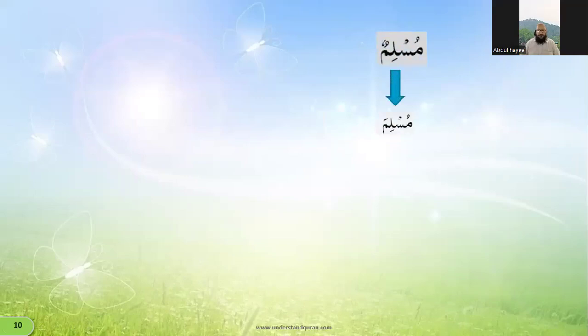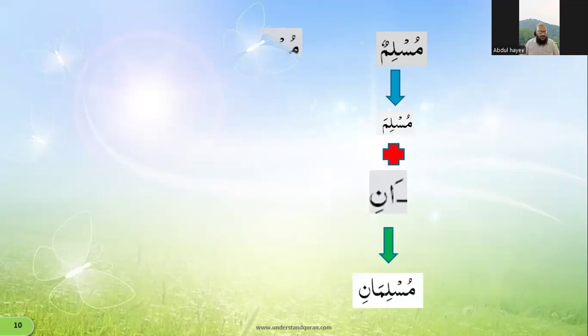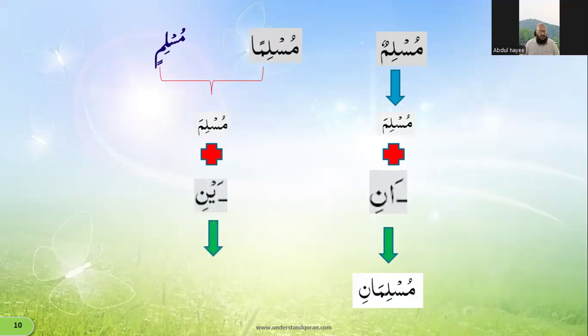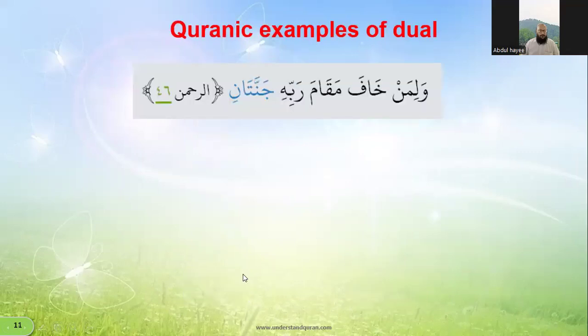Suppose this is the tanween, the damma, so the dual is muslimani. And when it has a fatha or kasra, fathatan or kasratan, then we add ya noon with kasra, it becomes muslimaini. The mim will have a fatha and the noon will have a kasra, that is the sign of dual. Let's have an example. وَلِمَنْ خَافَ مَقَامَ رَبِّهِ جَنَّتَانِ. Actually it's jannatani, but as we stop we say jannatan. So this alif noon is the sign of dual.